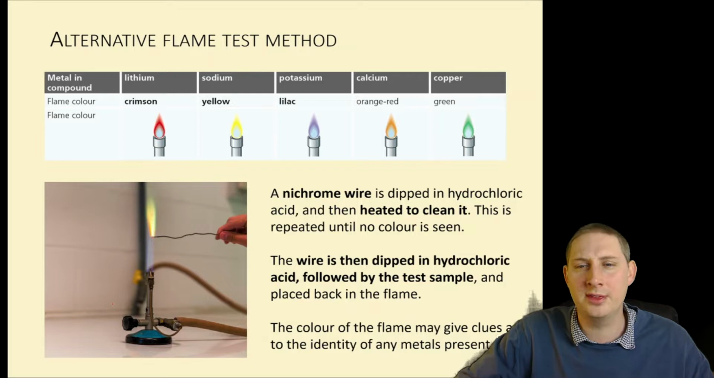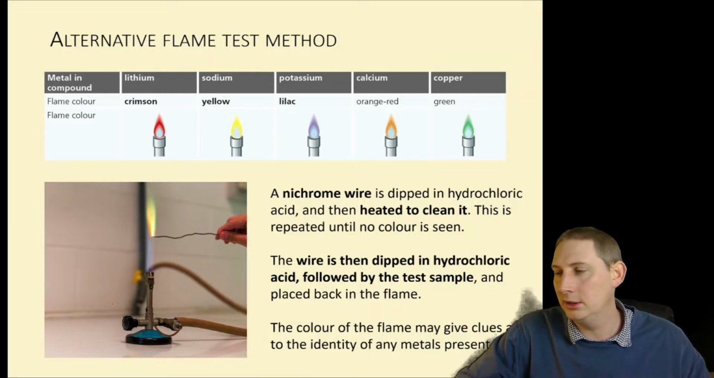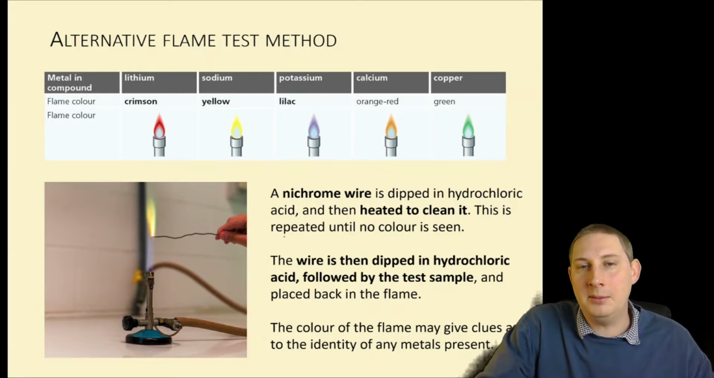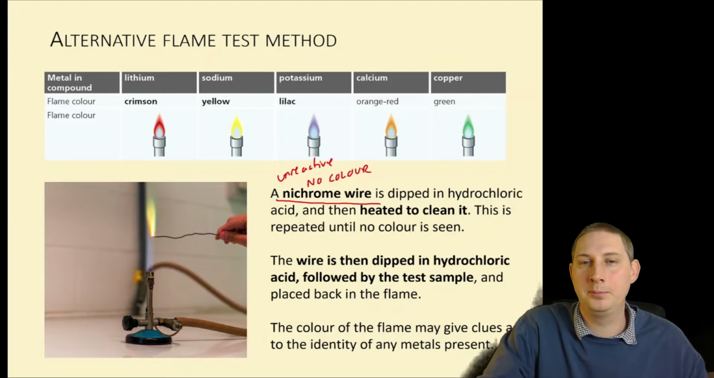The problem with the flame test, the problem with the test that we just saw, is the fact that the wood starts to burn and you get some colour from that, which can mask the colour of the metal salt that you're identifying. So a better method is to use a nichrome wire. And this is used because it's unreactive and doesn't give a colour in a hot Bunsen flame.